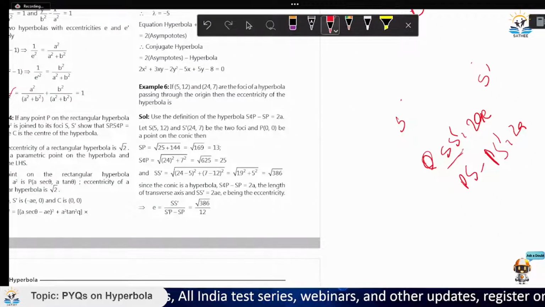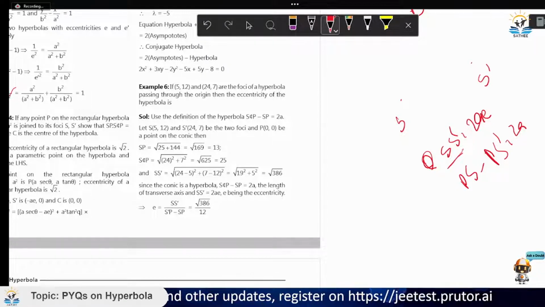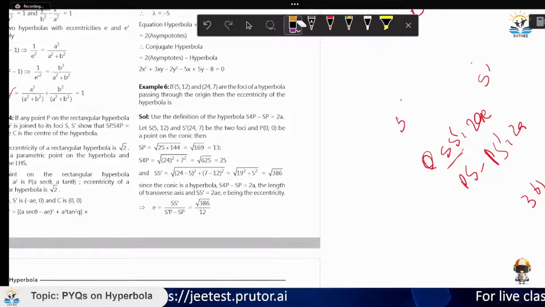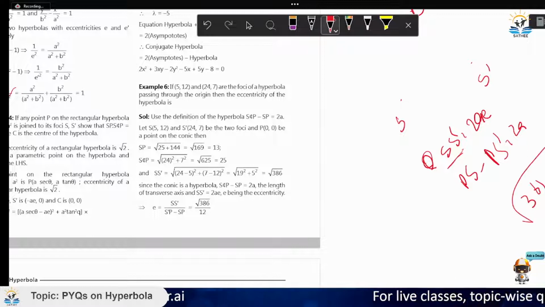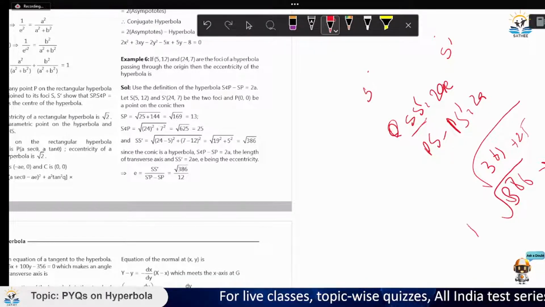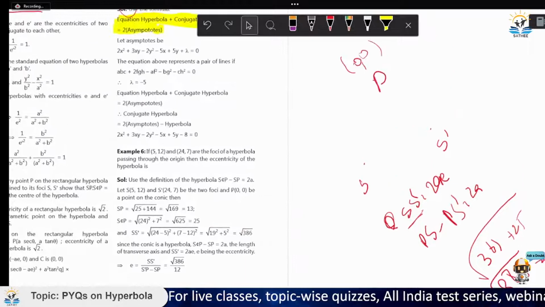So two pieces of information we have, and we have to find the eccentricity, right? First let's calculate SS dash. SS dash is root of (24 minus 5) whole square, 19 whole square, which is 361, plus 12 minus 7 is 5, so 25, all under a root. We know it's not a perfect square, but we leave it like this, and this is equal to 2ae, right? And now calculating the difference.